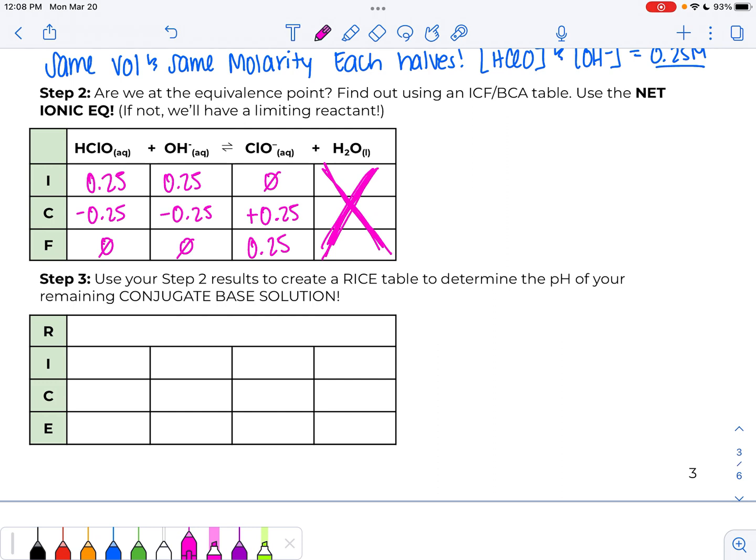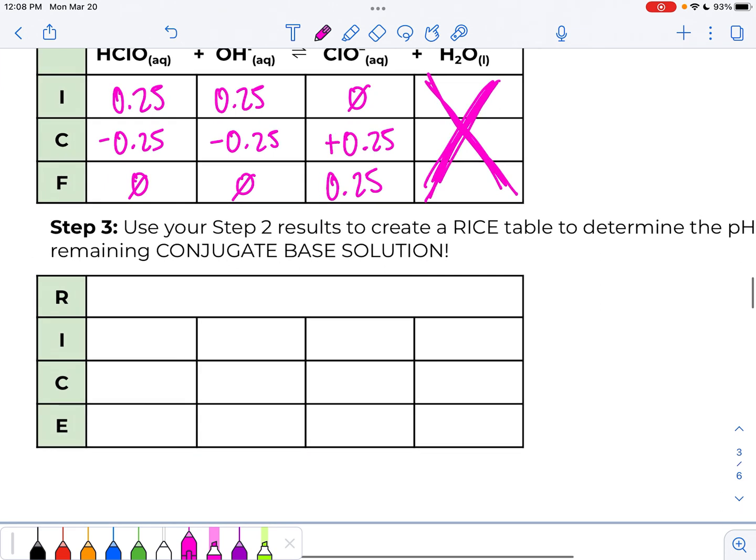So what we can do now is use this to help us with step 3. So we're going to make our RICE table, and what are we actually going to plug in here? Well, at equilibrium, all we have left is conjugate base and then water. So what's that system going to look like? Our conjugate base is ClO minus.